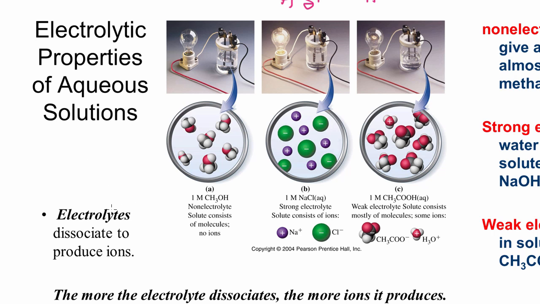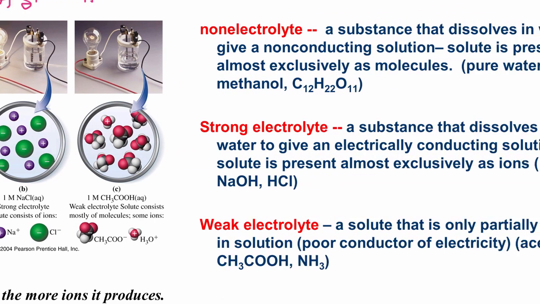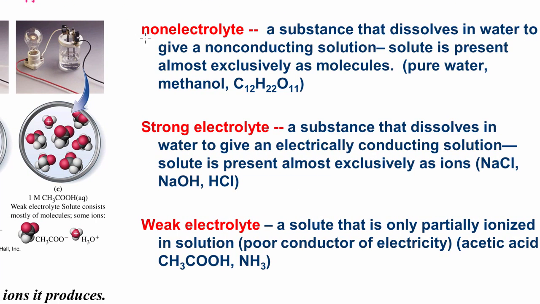Okay, so let's take a look at what happens here. Non-electrolytes do not dissociate in water. They do not dissociate into ions. We can have a non-electrolyte, a strong electrolyte, or a weak electrolyte. A strong electrolyte, like sodium chloride, dissolves in water to give an electrically conducting solution. In other words, it completely dissociates into ions. So sodium chloride is an example.